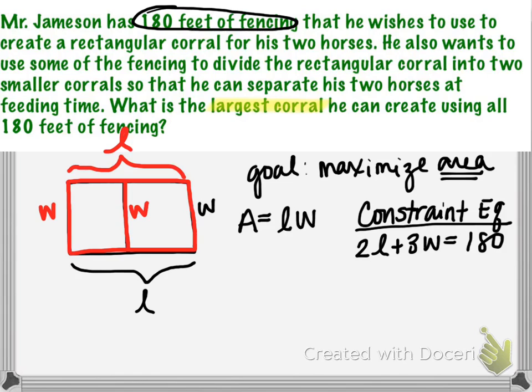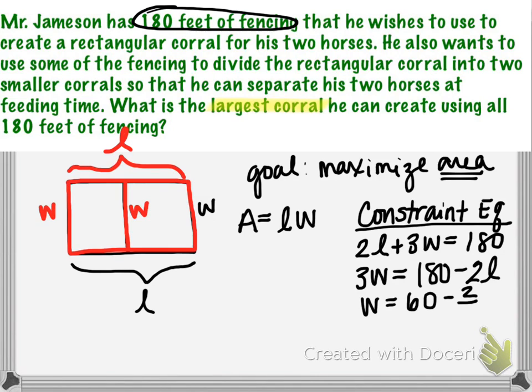Now we want to use this equation to substitute into our area equation and then eliminate a variable. And it is up to you which variable you solve for here in the constraint equation. You could solve for L, or you could solve for W. It's not going to make a bit of difference. So I'm going to go ahead and just solve for W. I'll take 3W here, subtract my 2L, so 180 minus 2L, and then divide by 3. So W will equal 60 minus 2/3 L. Then I always like to go ahead and put a box around my constraint equation, because this is my equation that relates length and width in case I need it later.